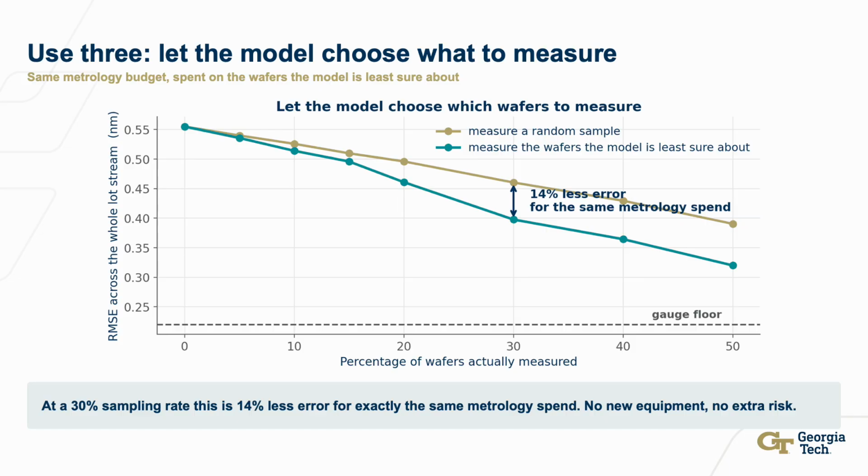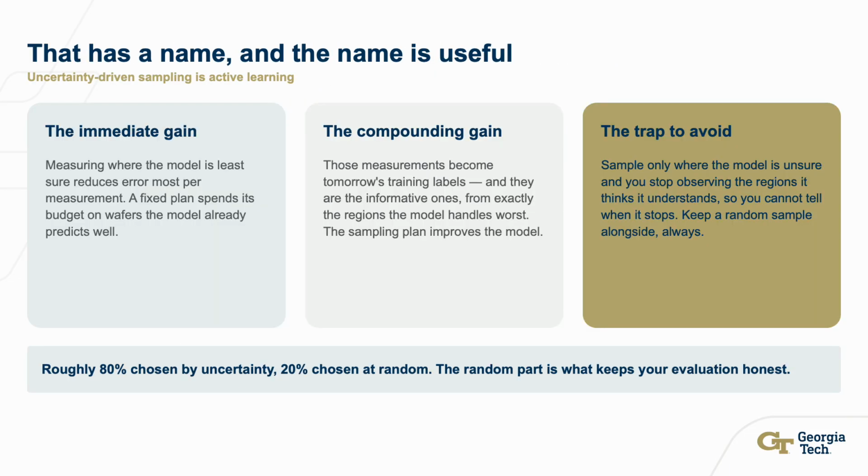Of the 4 uses, this is the one I would deploy first after monitoring. It captures real value, and the worst case of a wrong prediction is that you measured a wafer you did not need to. This has a name, and knowing the name is useful because it connects you to the large literature. Uncertainty-driven sampling is active learning. Measuring where the model is least sure reduces error most per measurement. That is what the previous slide showed.